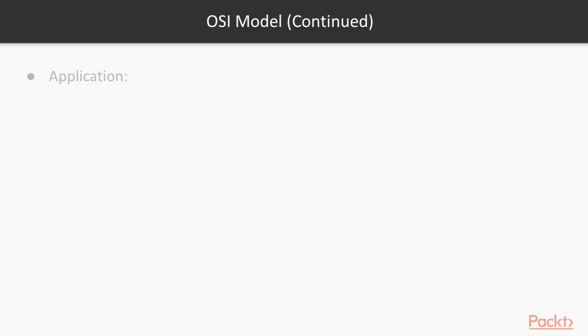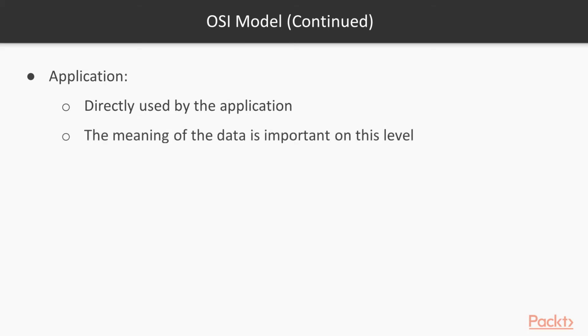The first one is the application layer, which is directly used by the application. On this level, the meaning of the data is important. And it's usually like an API. When we want to send some data, then we use an API on this level that says that this is the data I want to send.